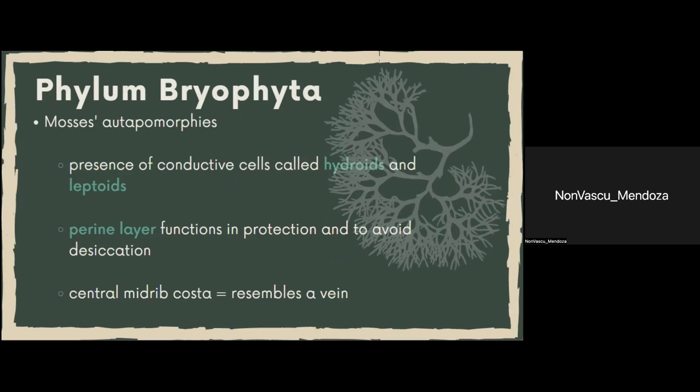Mosses also have autapomorphies, or distinctive features, and these are the following. First is the presence of conductive cells called hydroids for water conduction and leptoids for sugar conduction in some. I repeat, hydroids for water conduction and leptoids for sugar conduction. Next is the thick spore outer layer called the perine layer that functions as protection to avoid desiccation, which is also known as the lack of moisture from a living organism. And last but not the least, mosses have leaves with a central midrib called the costa that resembles a vein.